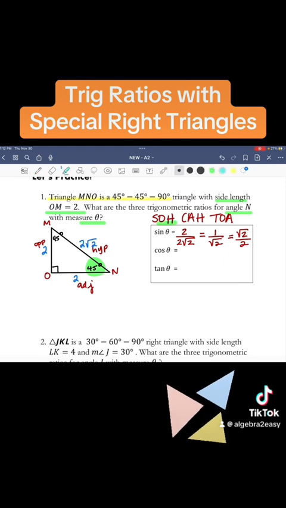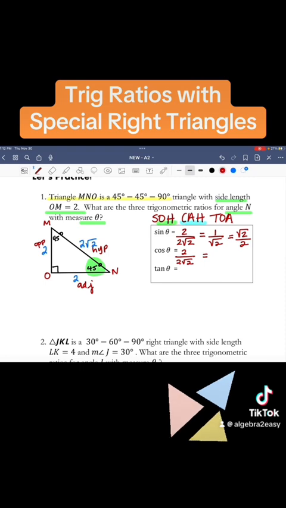Now, let's talk about cosine. Cosine, we know we have the adjacent side and then also your hypotenuse. So if you go back to angle N, we have an adjacent side that we have labeled of 2, and then we also have our hypotenuse of 2 radical 2. So again, 2 for adjacent, and then 2 radical 2 for your hypotenuse.